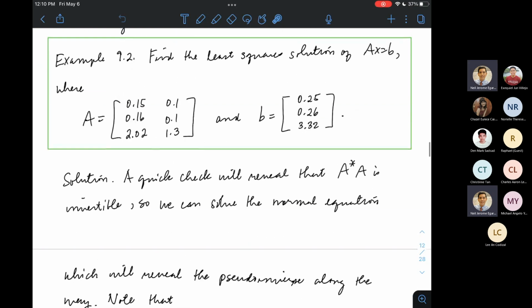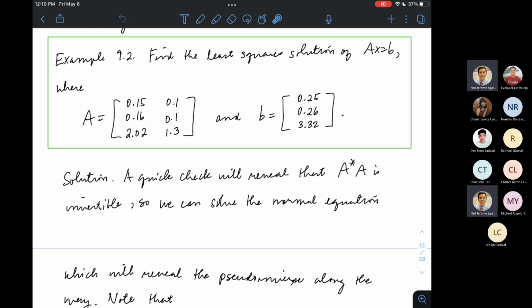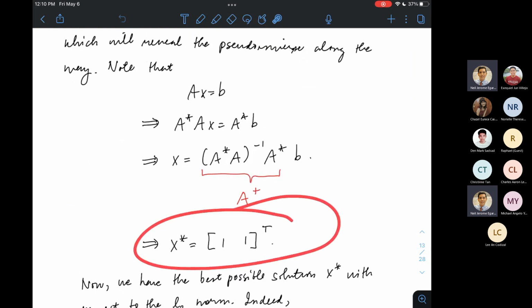And I think we finished with this example last time. I presented this earlier nga ba? Oh, actually, hindi pala. First time nating nakita tong example 9.2 rito. Ito ay nakita natin to be consistent because we found an exact solution.